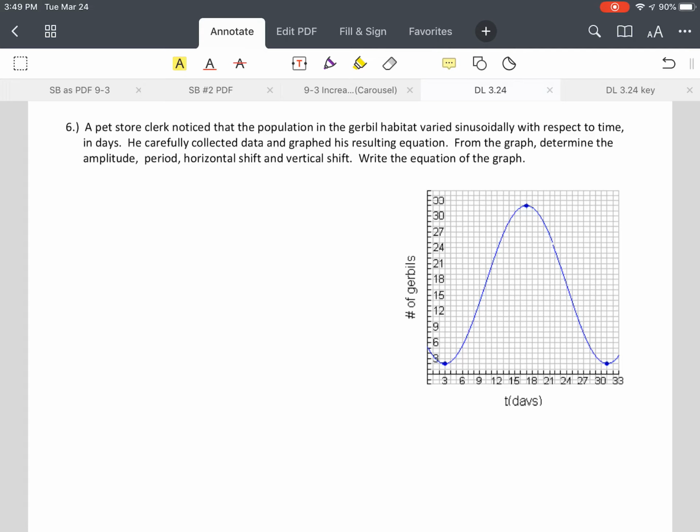Okay, so let's actually look at 1 cycle of this graph. So I'm going to highlight this. They give you a little bit extra on the left and a little bit extra on the right. But really, it starts here at 3,2 and ends here at 32,2.